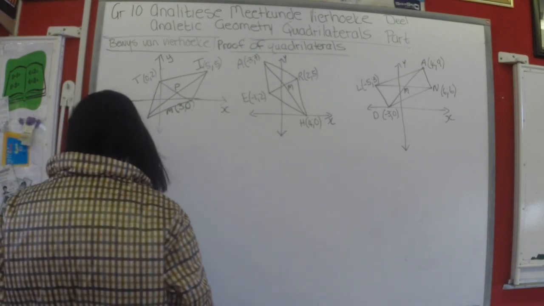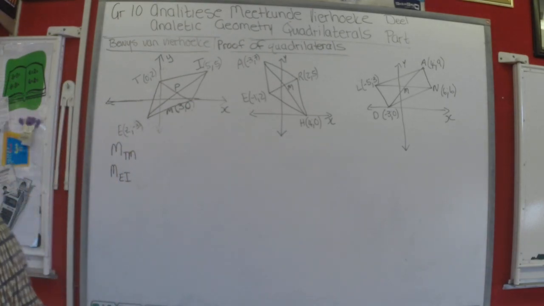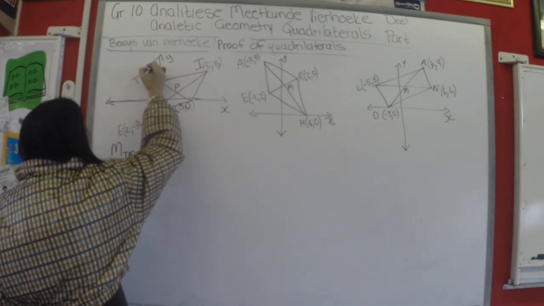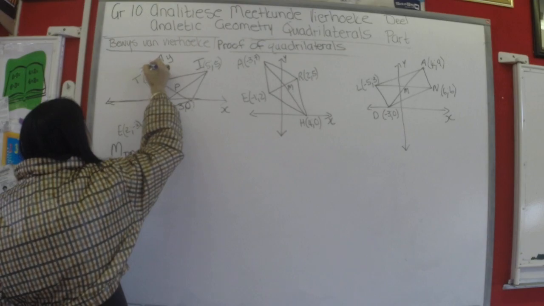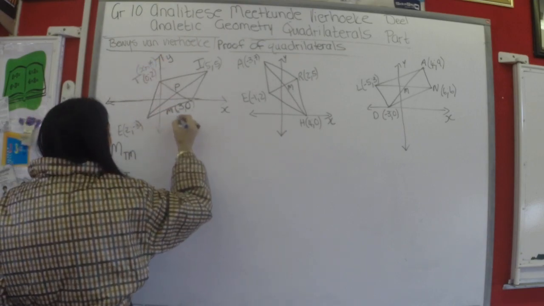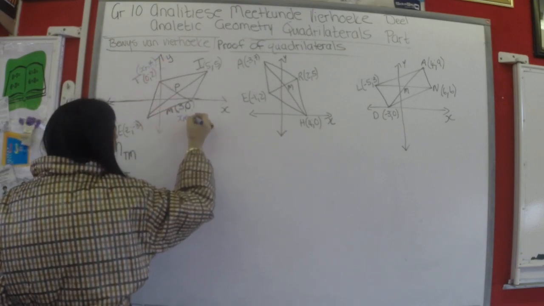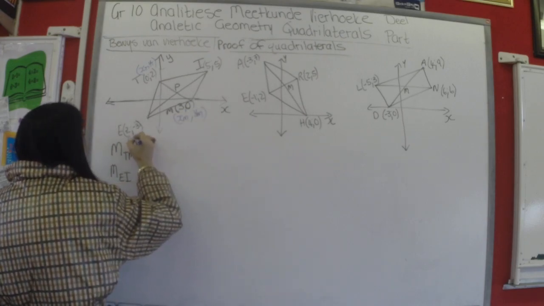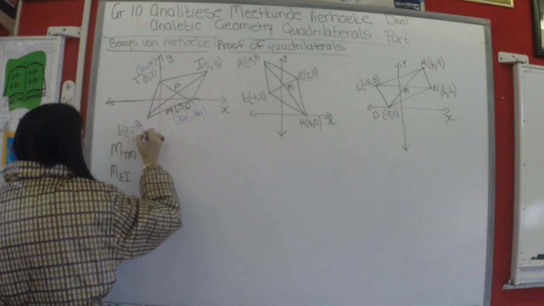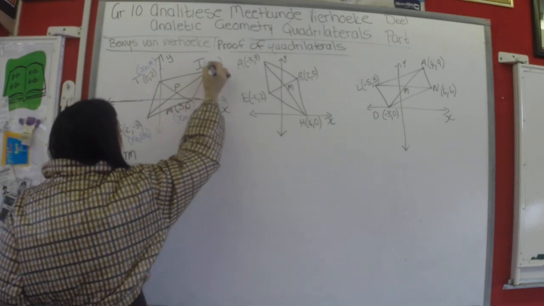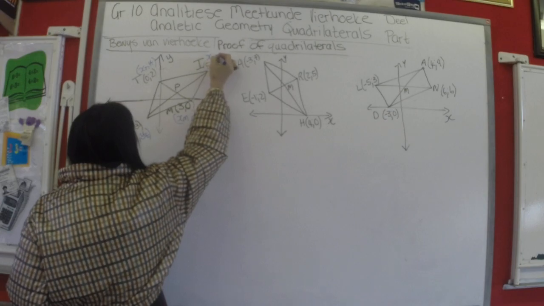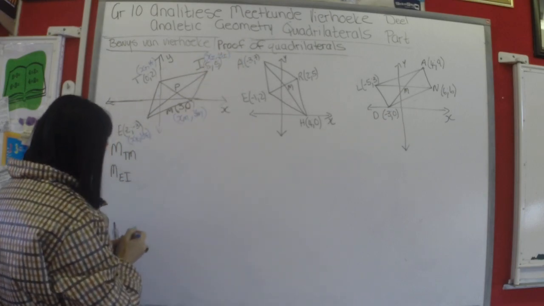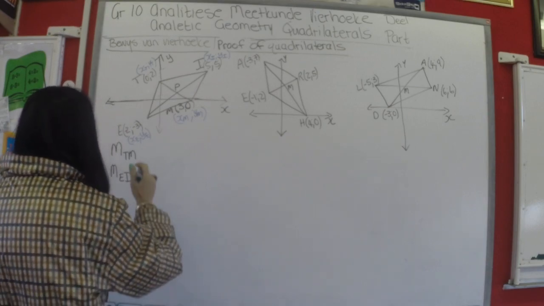So before we do that, let's just quickly write in our variables to write formulas. X T, Y T. X M, Y M. X E, Y E. And X I, Y I. Okay, so write down the formula at first.